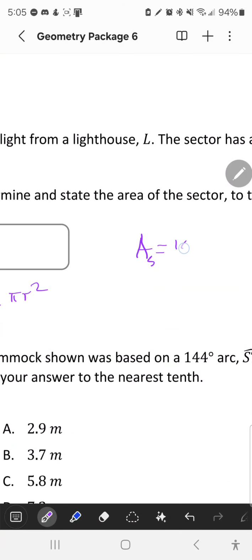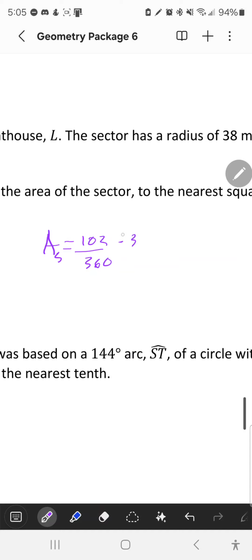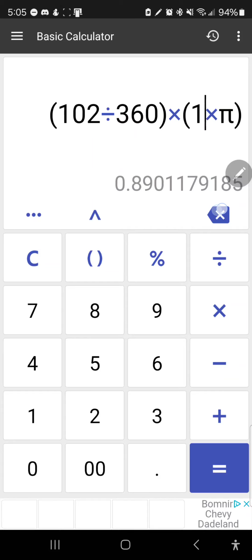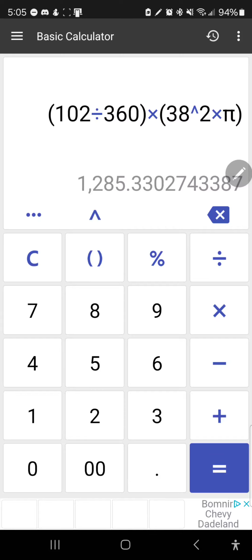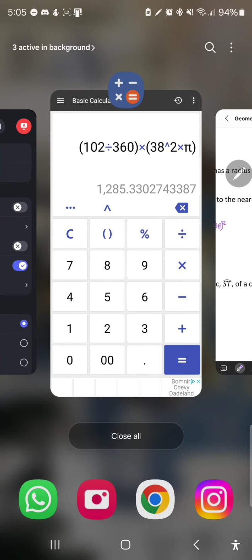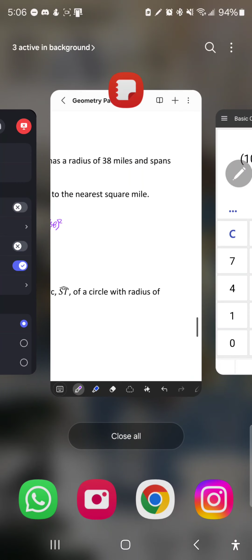So the area of the sector will be 102 over 360 times pi times 38 squared. So I'm going to my calculator. I have 102 over 360, and then 38 squared times pi, and that's approximately 1285. Do they say to round to the nearest square mile? So this is approximately 1285 because 3 is less than 5, so we keep the same number. So 1285 is the answer.